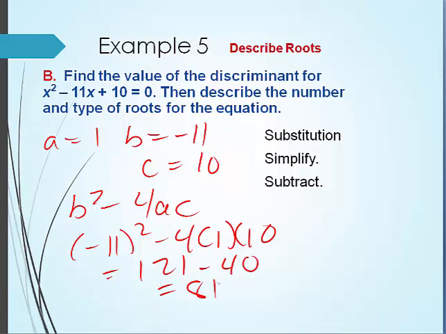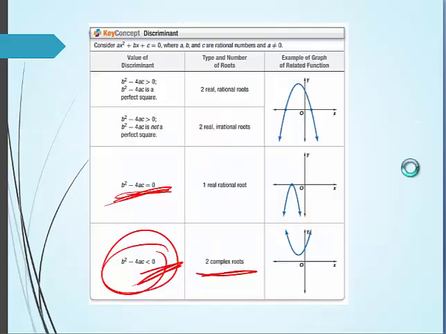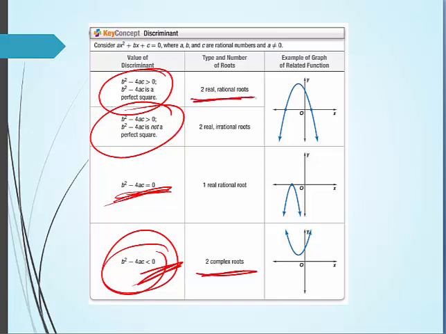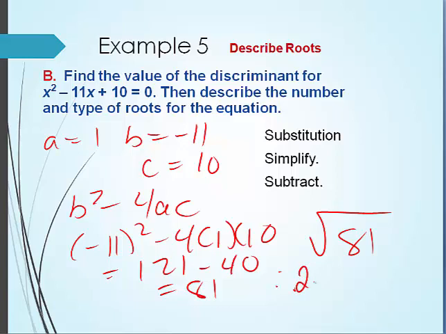Which is 81. So if we have 81, that means that the number underneath that square root is equal to 81. So therefore, if I go back to the chart, it's a number greater than 0, so it's either one of these two. And because 81 is a perfect square, it's two real rational roots.